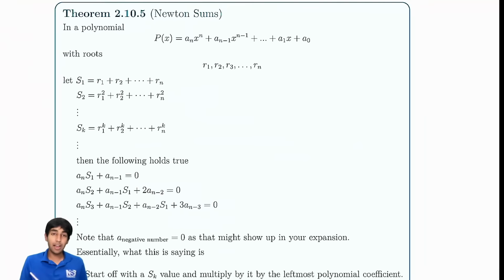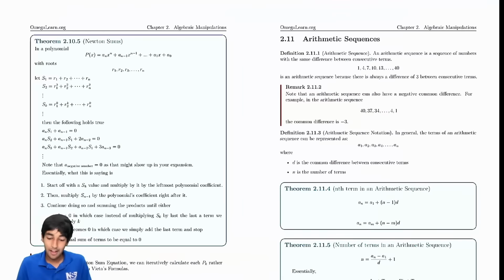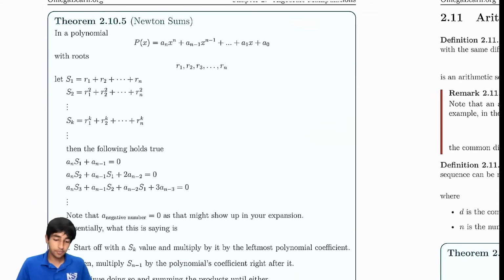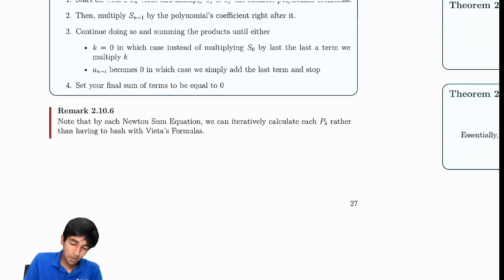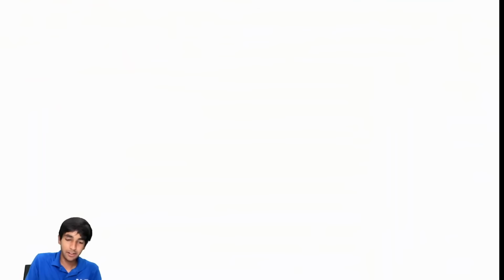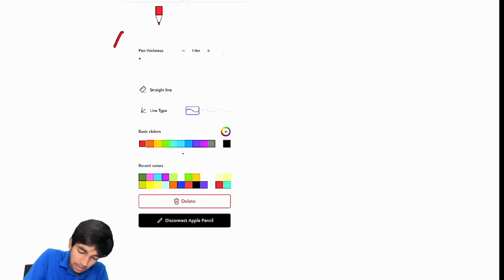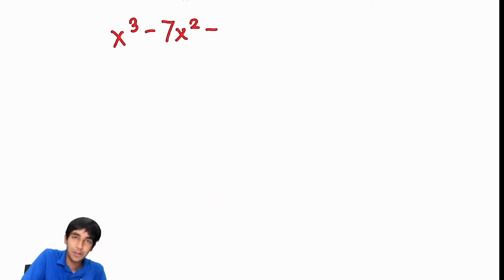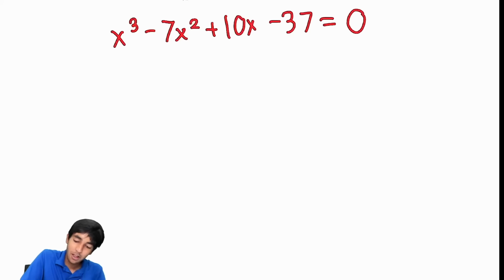Okay, so now we're going to take a look at Newton's sums. And this is a very advanced concept, but let's explore it regardless. So yeah, I'm not going to explain this giant mess here, so I'm just going to use the space here to explain. So let's just take a sample polynomial. I don't know why I like this cubic so much. I just keep using the same polynomial.